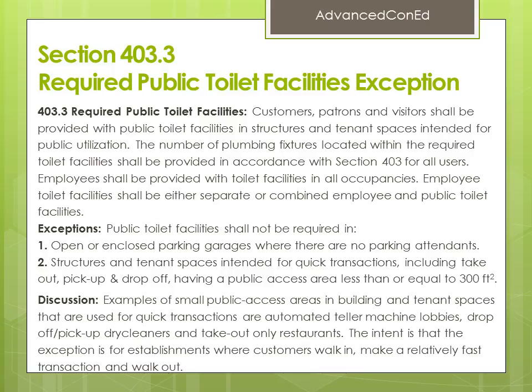Discussion. Examples of small public access areas in building and tenant spaces that are used for quick transactions are automated teller machine lobbies, drop-off, pickup dry cleaners, and takeout-only restaurants. The intent is that the exception is for establishments where customers walk in, make a relatively fast transaction, and walk out.